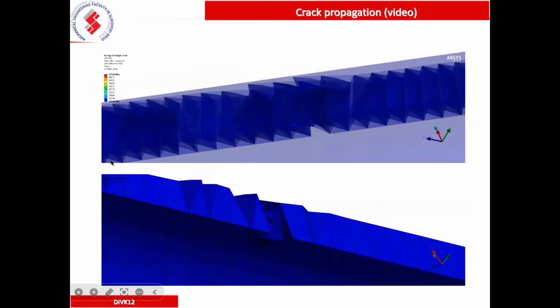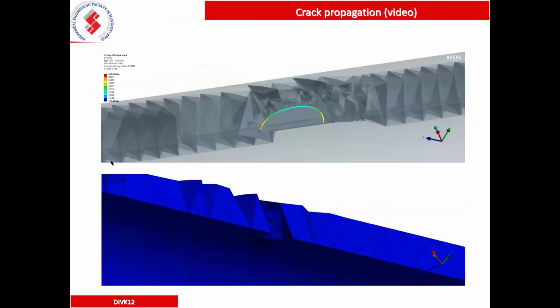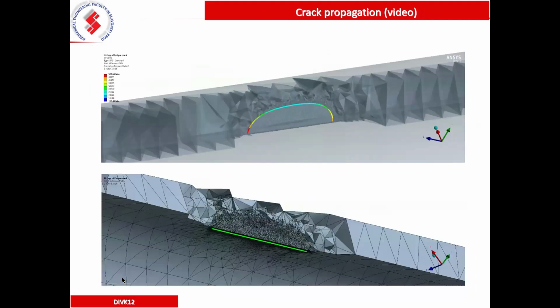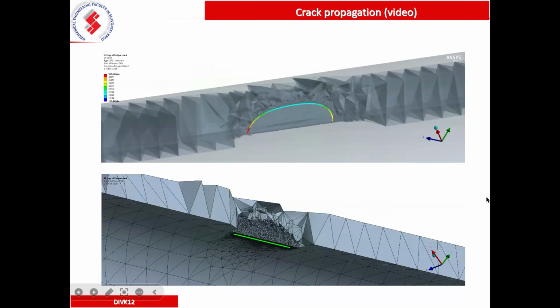Just also some movies of how it looks. This is the crack propagation. It goes practically until the end of the thickness of the pipe. This is the second phase of the Paris law, which is solved in Ansys software.